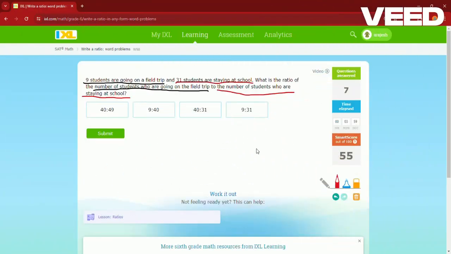Okay, how time flies. So ignore the grade level. So this is our second part, which means it's our interim. So let's get to it. 9 students are going on a field trip, and 31 students are staying at school. What is the ratio of the number of students who are going on the field trip to the number of students who are staying at school?